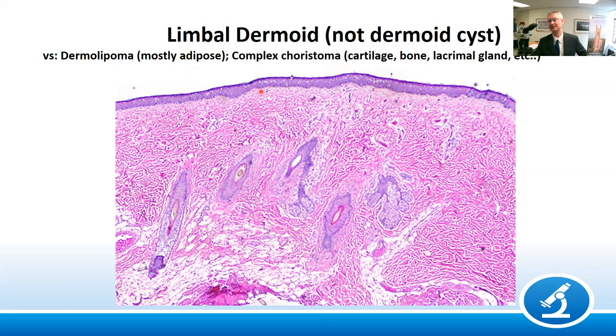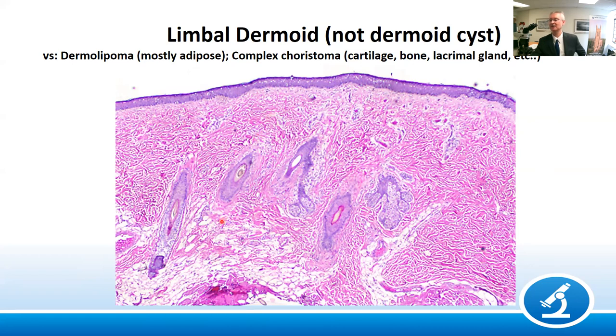Here's the histology of the limbal dermoid. It's lined by epithelium. It looks almost like normal skin with adnexal structures, sebaceous glands, hair follicles, a little bit of subcutaneous fatty tissue down here. Imagine all of the subepithelium being filled with adipose tissue. I'd probably sign that out as a dermolipoma.